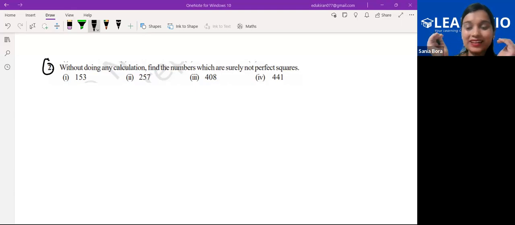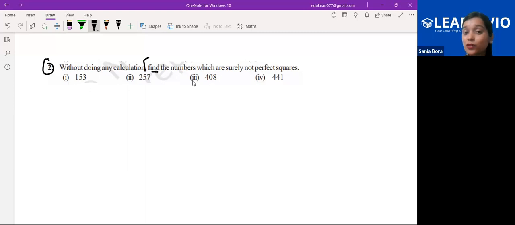Ma'am, I didn't understand. Read it again. Just read it from there. Find the number which are surely not perfect squares. What does it mean? As a teacher, you tell me what I need to do in this question. If these numbers are given, what should I do? What do I have to find? Surely not perfect squares.